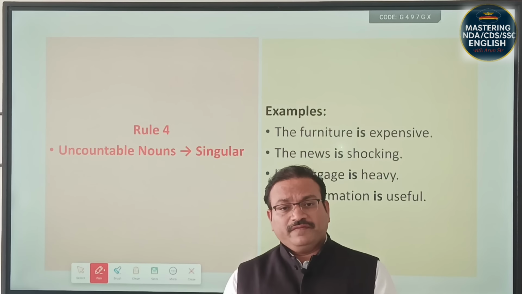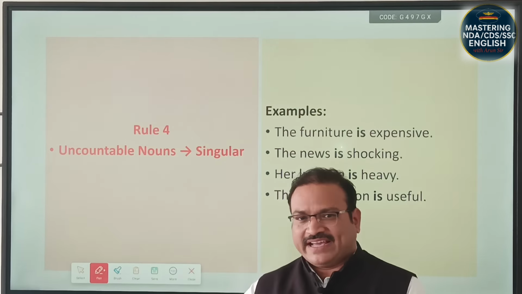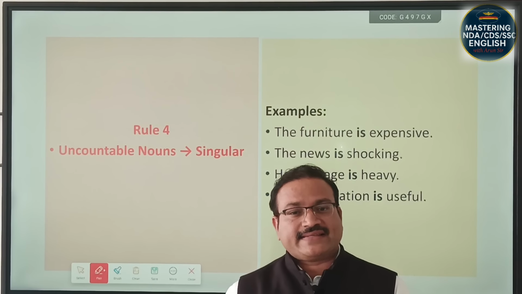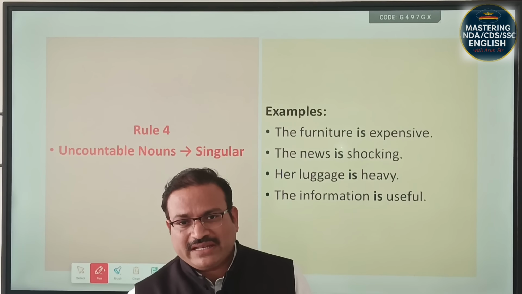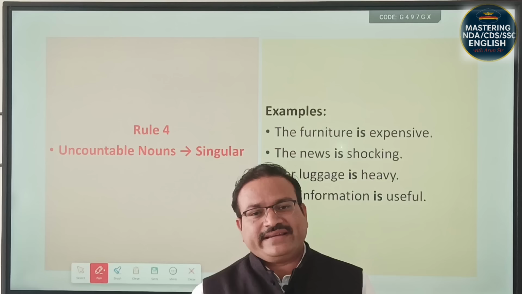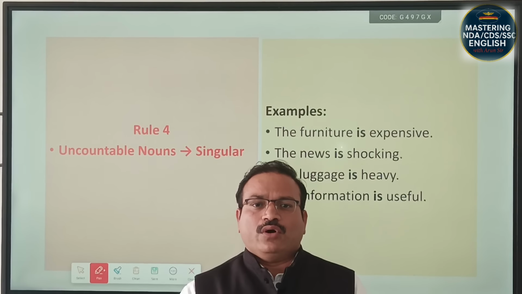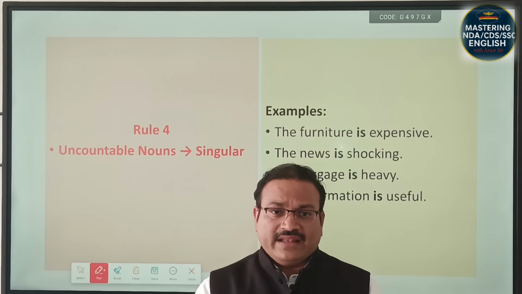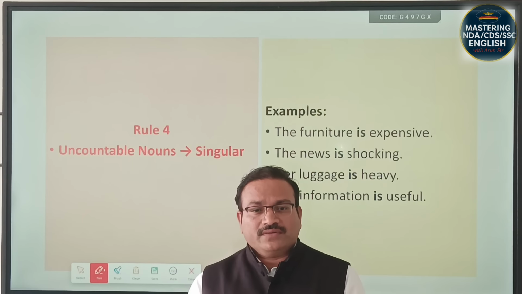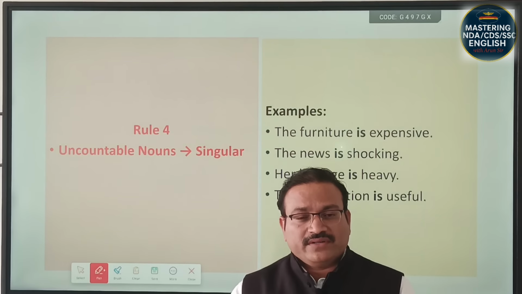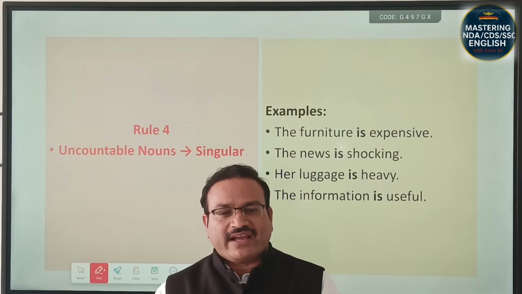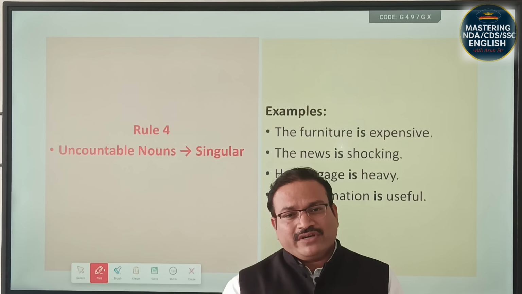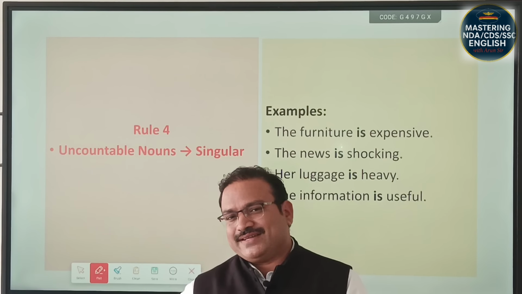Now rule number 4 is the golden rule of subject-verb agreement. Anything that cannot be counted is singular and takes a singular verb. All uncountable nouns are singular and they take a singular verb, like all abstract nouns: happiness, love, poverty, anger; like material nouns: sugar, rice, gold; like mass nouns: furniture, luggage, baggage. So anything that cannot be counted, uncountable, is singular and takes a singular verb.